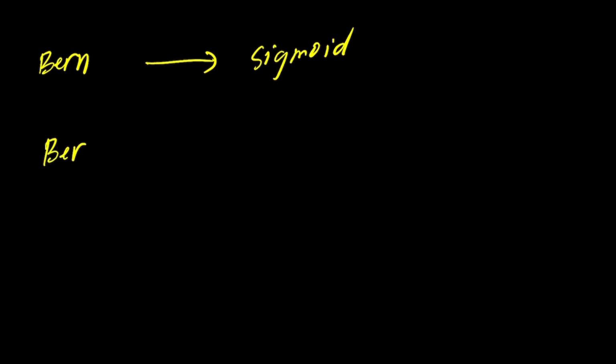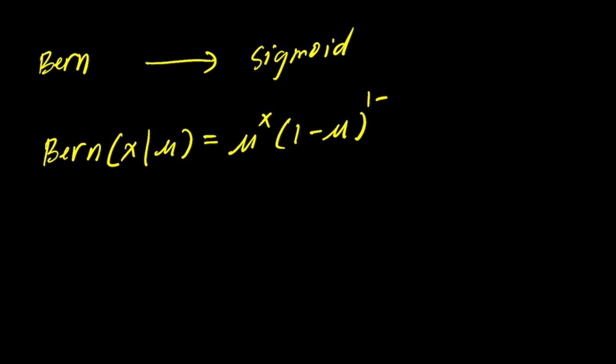I'll talk about how the sigmoid function naturally arises from the exponential family of distributions when we're looking at the Bernoulli probability distribution. Recall that the Bernoulli function of your random variable x given your parameter mu is given by mu to the x times 1 minus mu to the 1 minus x.